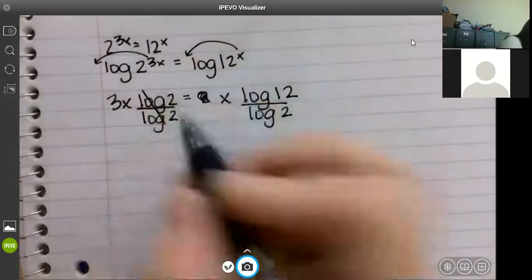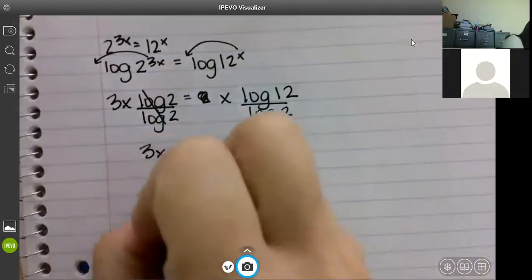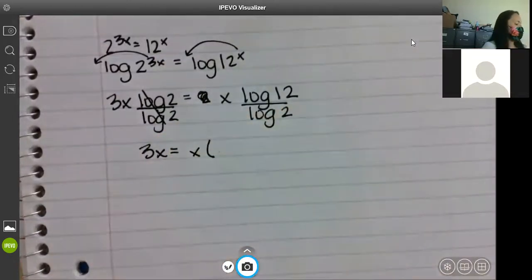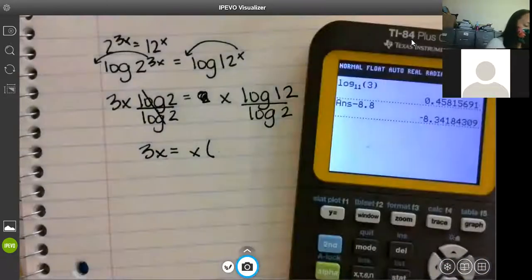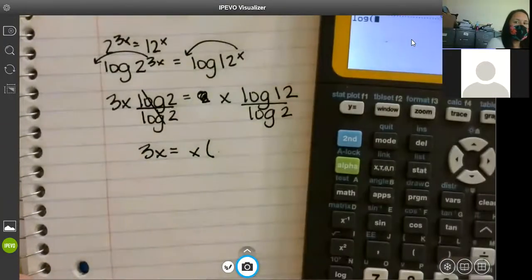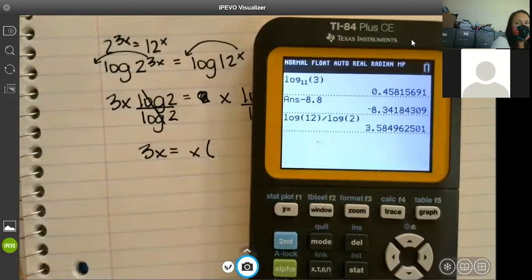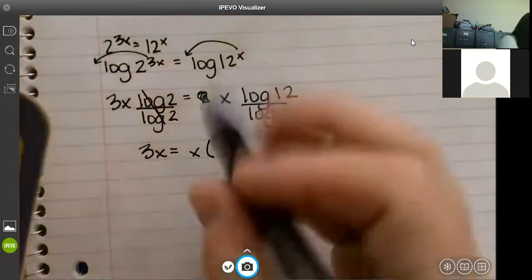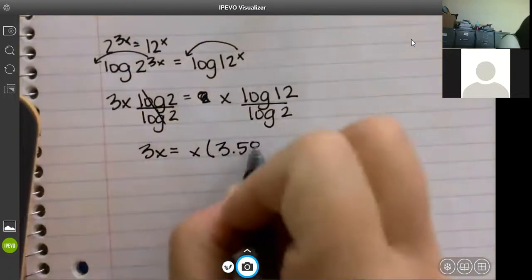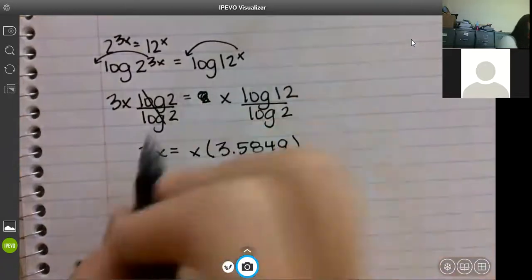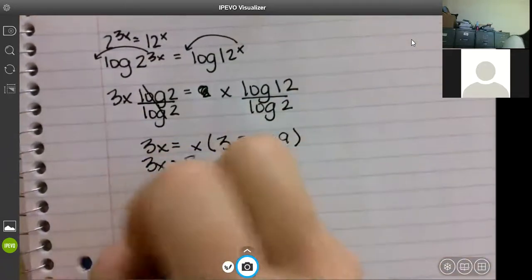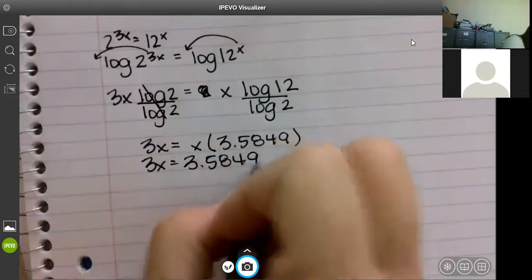So your log 2's cancel out over here. You get 3x equals x times, put this in your calculator. Regular log beside the 7 key. So right here, log 12 over log 2. What do we get? When I multiply that by x, I get 3x equals 3.5849x.